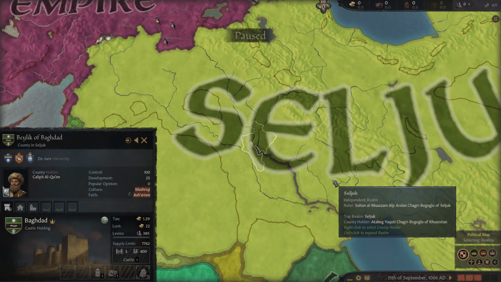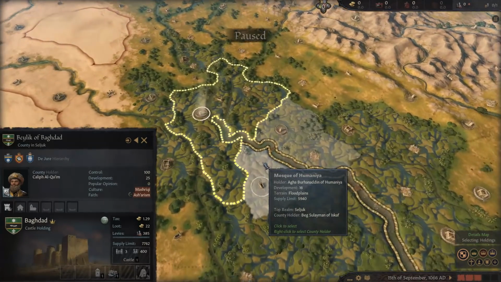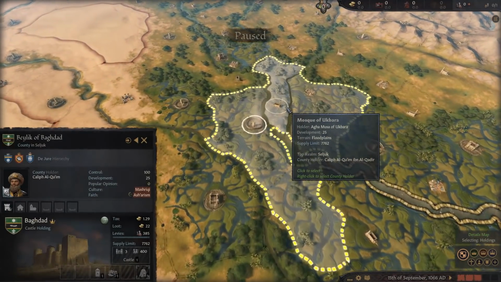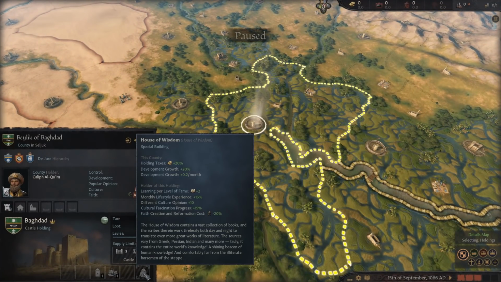And yes, we're back once again in the Seljuk Empire and once again around Baghdad. And in Baghdad, we have the House of Wisdom, which contains a vast collection of books, and the scribes therein work tirelessly both day and night to translate even more great works of literature. The sources vary from Greek, Persian, Indian, and many more. Truly, it contains the entire world's knowledge. Shining beacon of human knowledge, and comfortably far from the illiterate horsemen of the steppe. So there's that. So what will this give you?